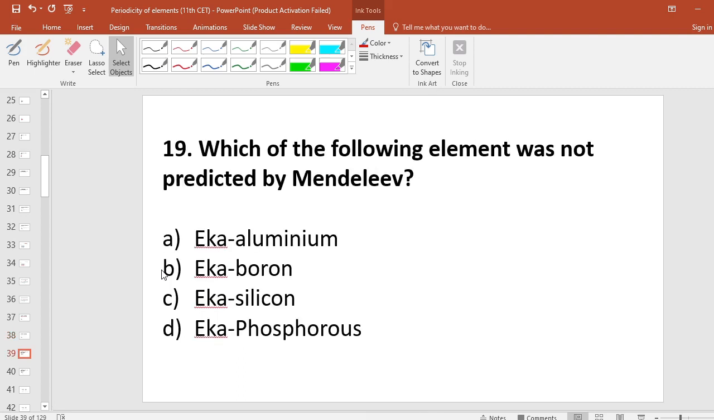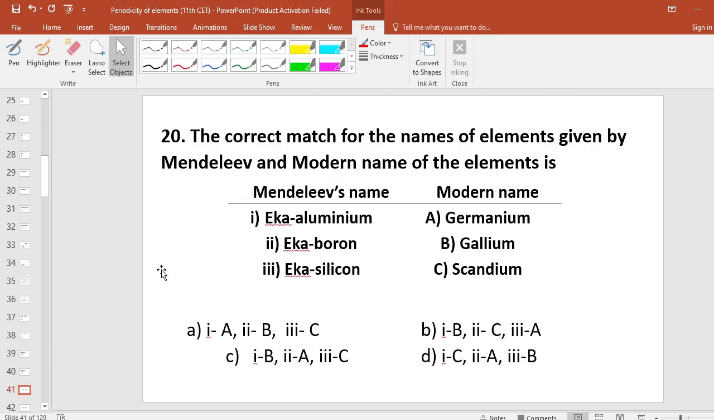Which of the following element was not predicted by Mendeleev? Question is similar, but the name was not given as Ica phosphorus. Next one. The correct match for the names of elements given by Mendeleev and modern name of the elements is: there are two columns. In the first column, they have given Mendeleev's names as Ica aluminium, Ica boron and Ica silicon. And in the second column, they have given three names, that is germanium, gallium and scandium. We just need to match them.